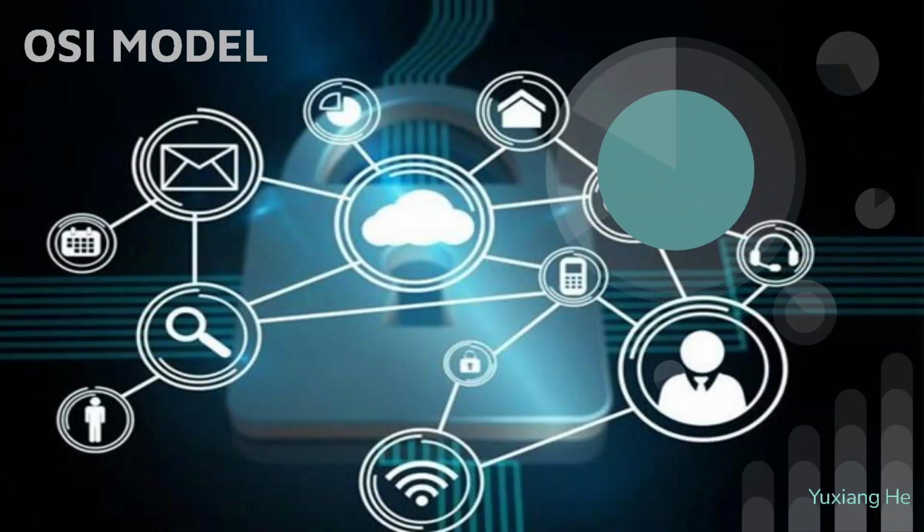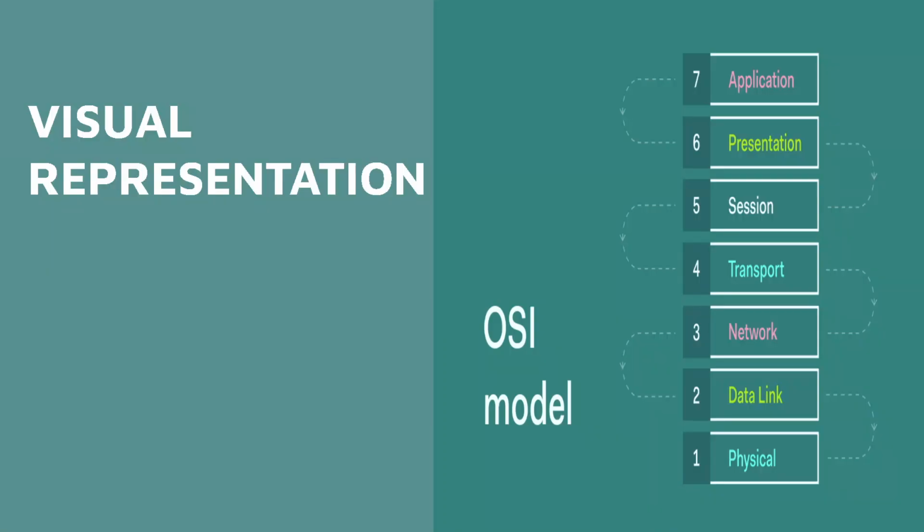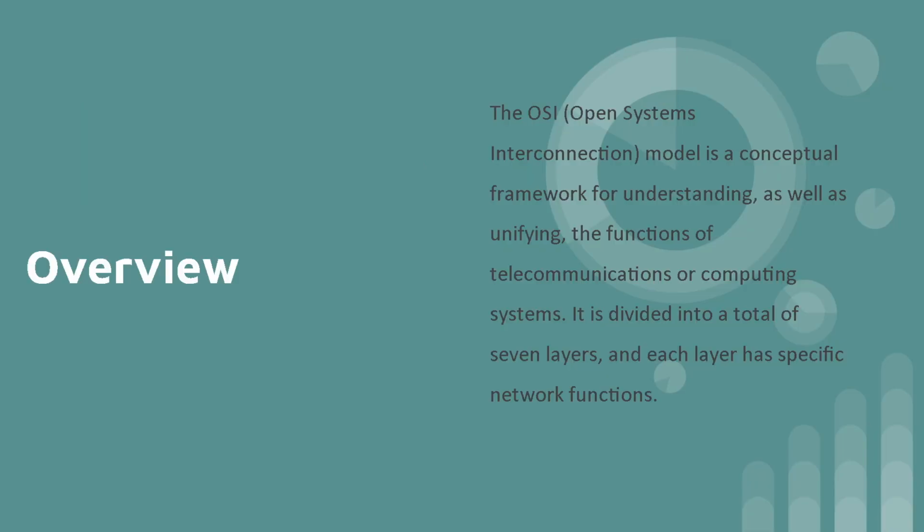The OSI model, and here's the visual representation of the OSI model. There's a total of 7 layers. The first one, which is the base, will be the physical layer, and then the second one is data link, and building up on top of it: network, transport, session, presentation, and application. Total 7 layers.